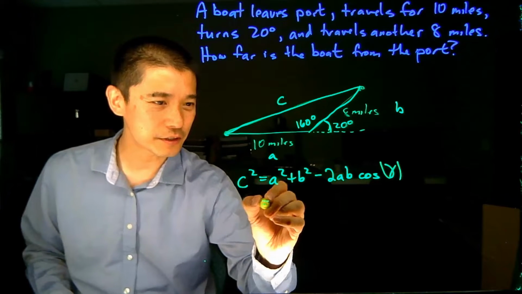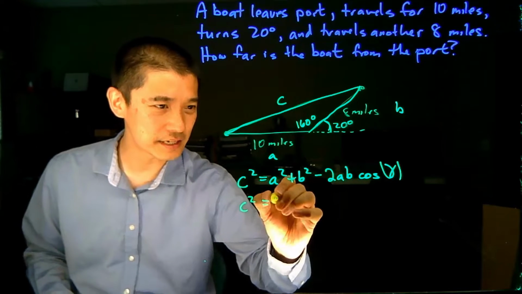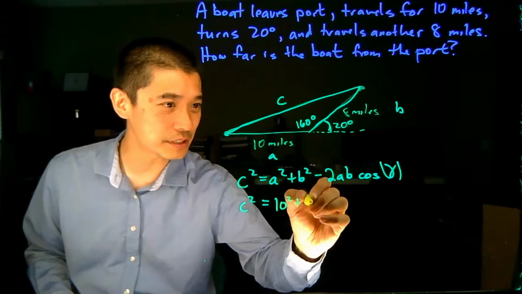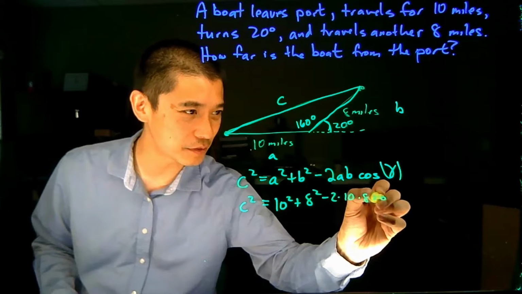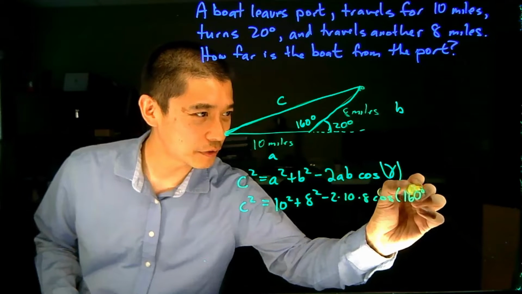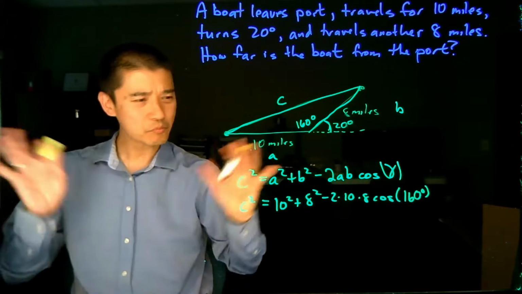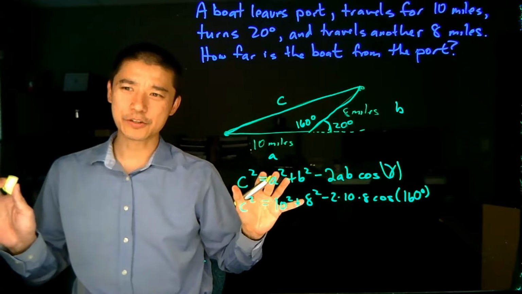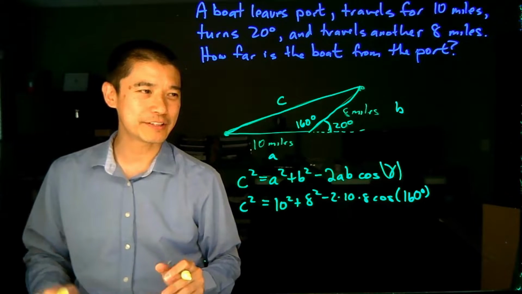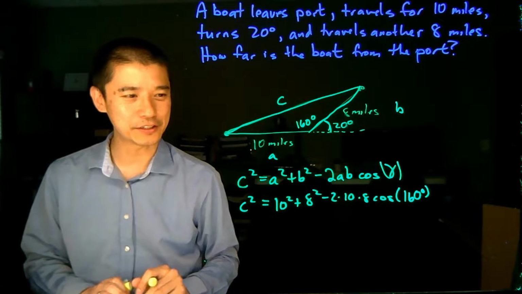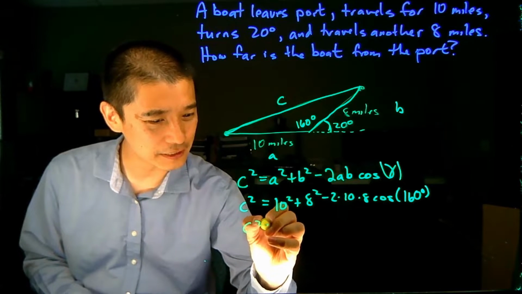That gamma is 160 degrees. A is in this case 10, so 10 squared plus B, which is 8 squared, minus 2 times 10 times 8 times cosine of 160 degrees. Now, there's nothing much we can do here except plug it in. We can do this part by hand, but when we get to the cosine of 160 degrees, that's going to be a calculator calculation. And so let's just do the whole thing in the calculator.